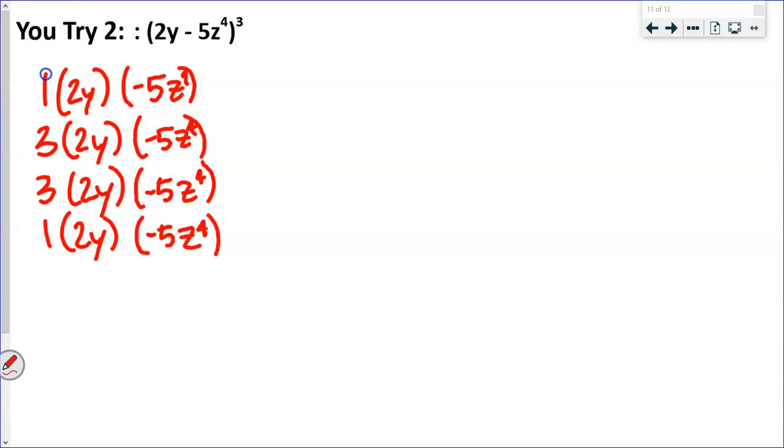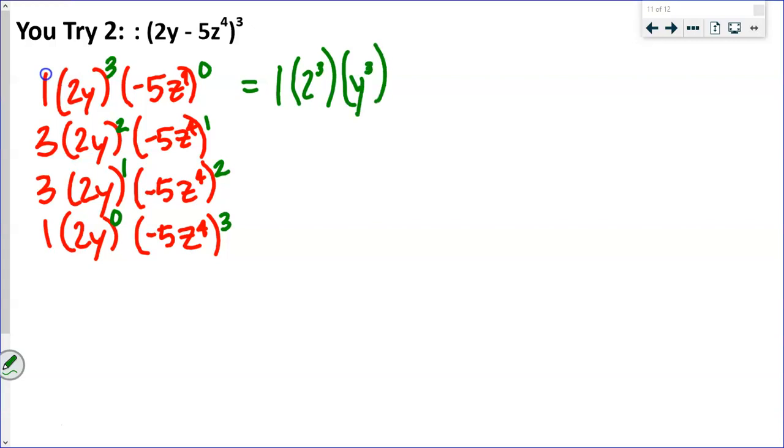Okay, so once again, remember, we're going 3, 2, 1, 0, 3, 2, 1, 0. So this is going to be 1, and then we've got 2 to the 3rd and y to the 3rd. And again, that's going to be 1 again, right, y'all? So that's going to be 2 to the 3rd is 2 times 2 is 4 times another 2 is 8. So this is going to be 8y to the third.